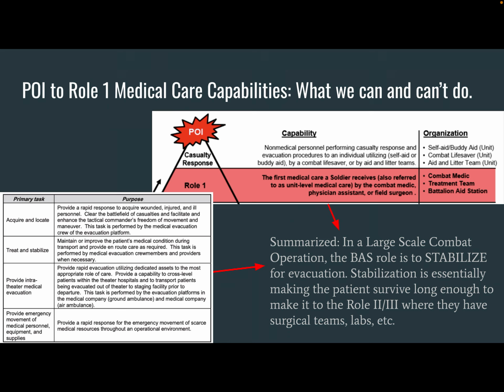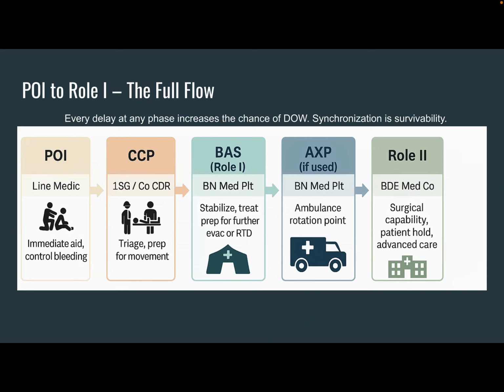In summary, in a large-scale combat operation, the BAS role is to stabilize for evacuation. Stabilization is essentially making the patient survive long enough to make it to Role 2 or 3, where they have surgical teams, labs, and all kinds of other resources to aid in the treatment of the soldier. Every unnecessary intervention delays movement. Our medics are trained to stabilize, not cure. The metric isn't perfection, it's whether the patient makes it to the Role 2 alive.